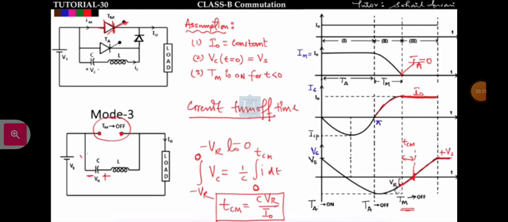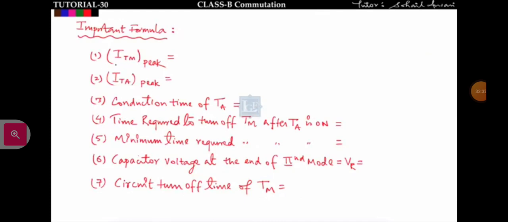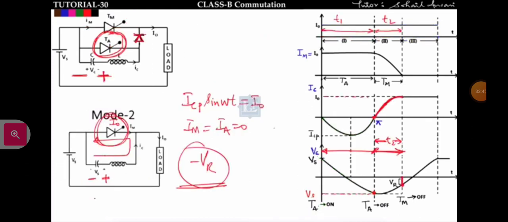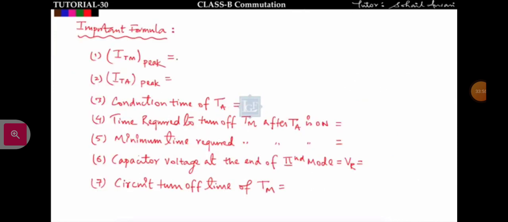VR is equal to the voltage drop across the capacitor at the end of mode 2. Okay, so let us summarize the formulas that we have derived. The first formula is the peak current flowing in the main thyristor. See, the peak current flowing in the main thyristor is nothing but the load current only. We have seen the peak current here. In mode 1 it is I naught. Okay, in mode 2 it is less than I naught, because the capacitor current will decrease the main current, so it will be less than I naught. So the peak current across the main thyristor will be I naught, that is equal to the load current.